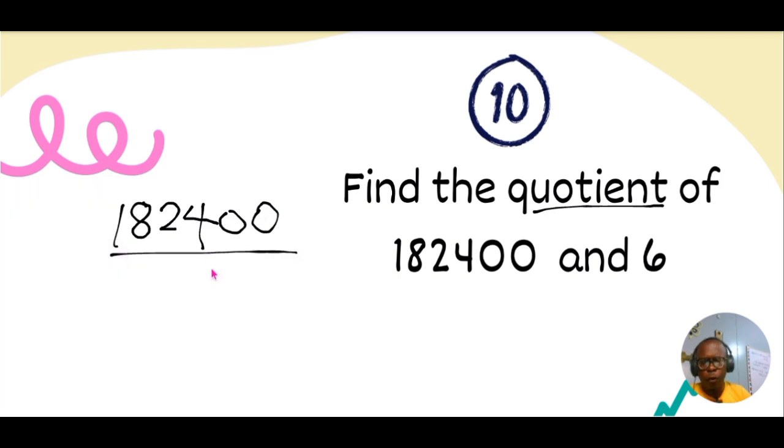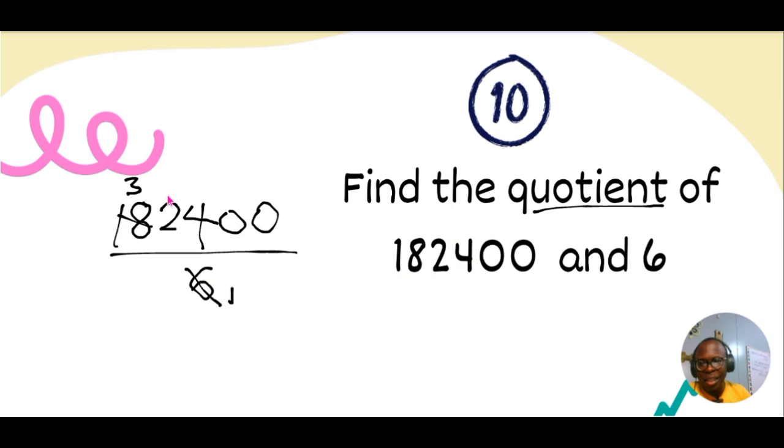So 182,406 divided by 6. Okay, 6 here is 1, and 6 here is 3. Now you don't pick two of them together again. Don't say 6 and 24. You have to pick it one after the other. You're only allowed to pick two together right from the beginning. You cannot pick two digits together again when dividing. So you have to pick it one.